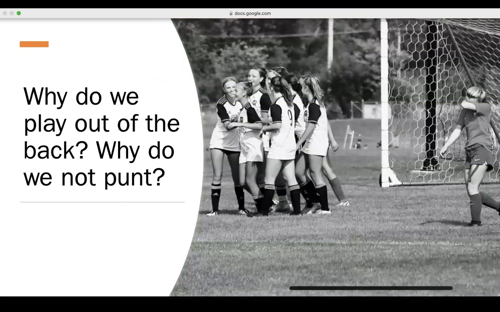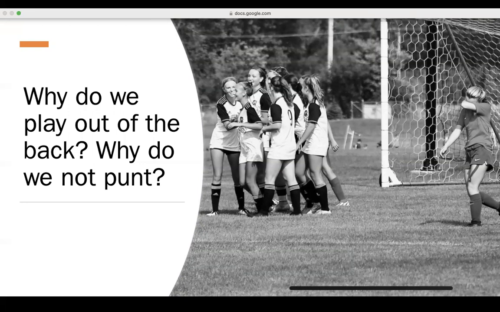Why do we play out of the back? Why do we not punt? Okay, this is a question that we get asked very often. The easiest thing to do right now is to go and punt the ball long, have a fast player who's athletic run onto it, run past and score a goal. That's great. As they get older, those types of plays stop happening. Those types of plays are not conducive to high school soccer, college soccer, or the professional game. So that's why we try to adhere our soccer to playing at the highest standards.